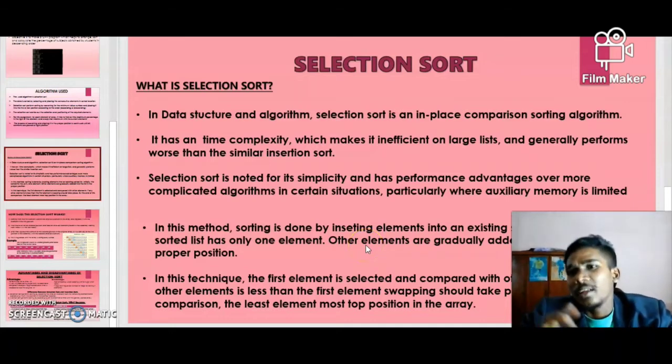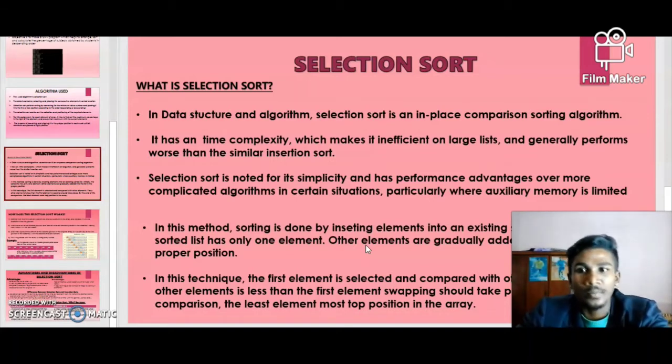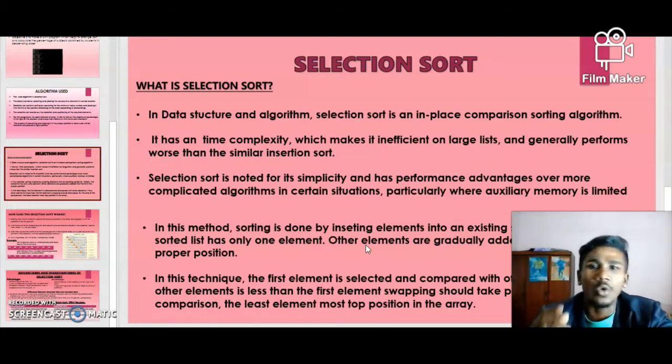Okay, let's see. In data structures and algorithms, selection sort is an in-place comparison sorting algorithm. It has an O(n^2) time complexity which makes it inefficient on large lists and generally performs worse than the similar insertion sort. Selection sort is noted for its simplicity and has performance advantages over more complicated algorithms in certain situations, particularly where auxiliary memory is limited.